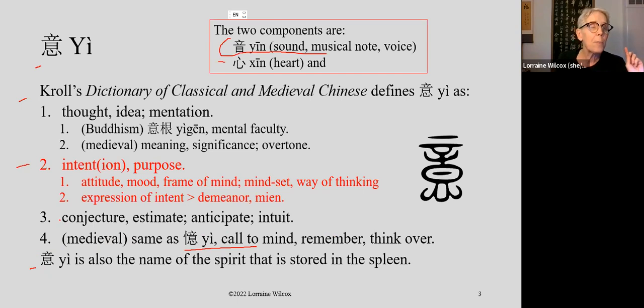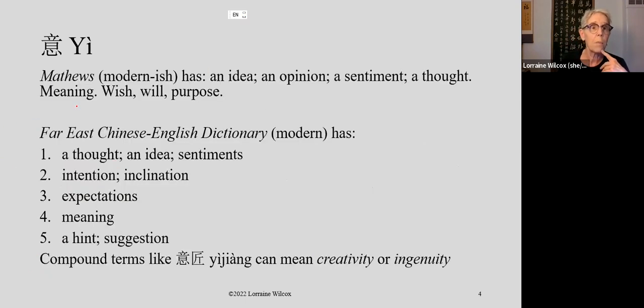So one thing I do want to say is that this word E is going to be translated differently in different contexts. We can't use the word intent every time we see this word E. We have to look at the context to decide which of these many meanings it might have. Here's some other more modern dictionaries which you can look at, but I don't want to spend too much time with it. However, I do want to point out this one thing at the bottom, that in certain compound terms, this word E can mean creativity or ingenuity, which maybe at the end of today's little discussion, I'm going to be talking about that a little bit.